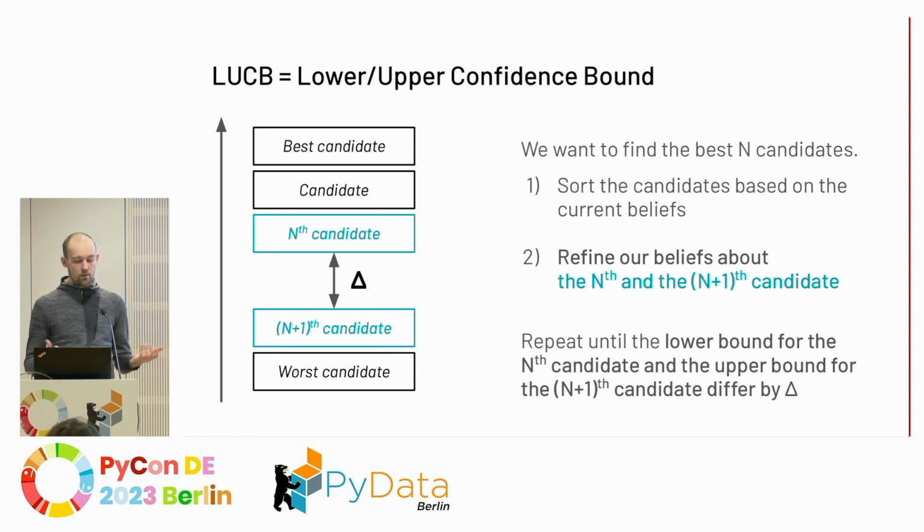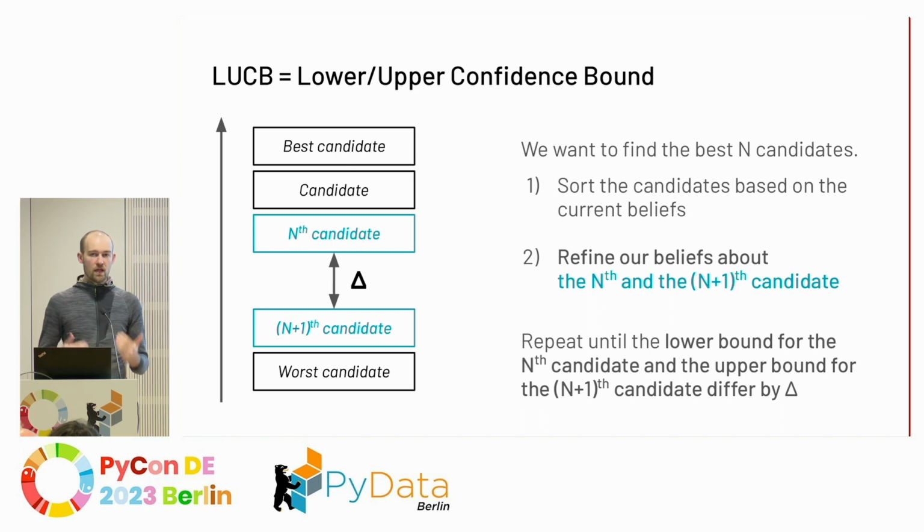And the way that we can do this in this LUCB setting is to do the following procedure in order to find the best n candidates out of a set of, let's say, 2 times n or 3 times n. The first thing is that we sort the candidates based on our current beliefs, right? So we have a very naive understanding of how these would rank. So some we've never seen positive examples for, some we've only seen positive examples for, and so we will just rank them in order from the best to the worst.